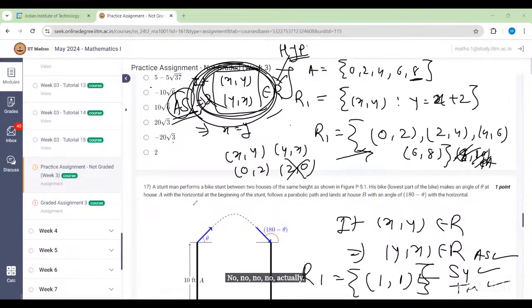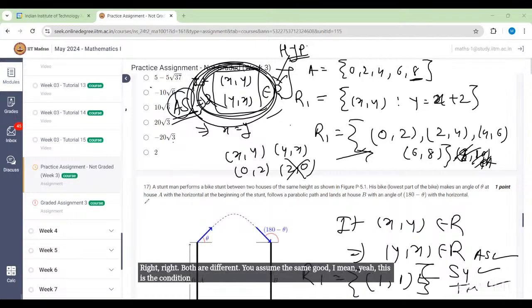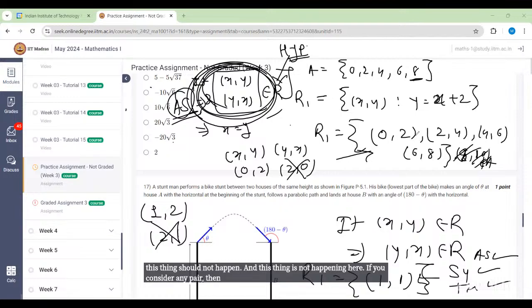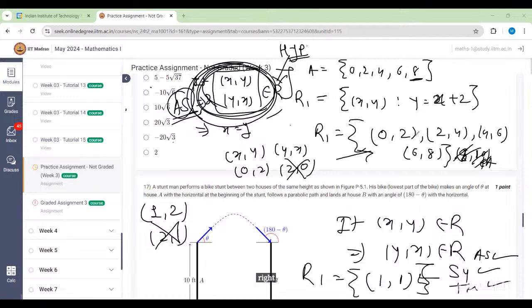that's not the case. Both are different, right? Both are different. You assume the same. Yeah, this is the condition. What does antisymmetry say? Suppose you have one pair (1, 2), and if you have (2, 1), then these two pairs should not be there at the same time. Either (a, b) should be there or (b, a) should be there. This thing should not happen, and this thing is not happening here, right? If you consider any pair, then its symmetric pair is not here, right? That's why we call it antisymmetric.